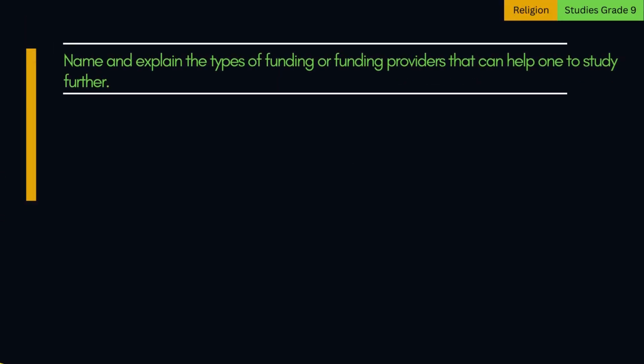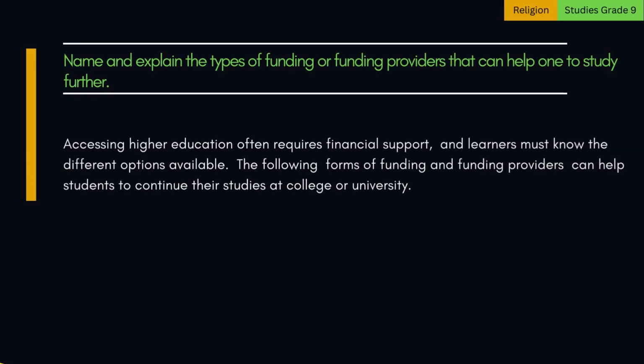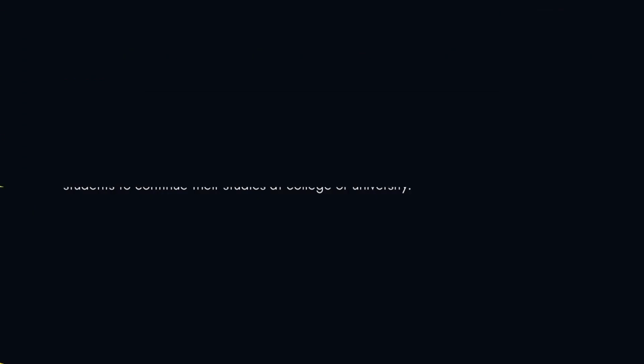Question: name and explain the types of funding or funding providers that can help one to study further. Accessing higher education often requires financial support, and learners must know the different options available. The following are forms of funding and funding providers that can help students to continue their studies at college or university.